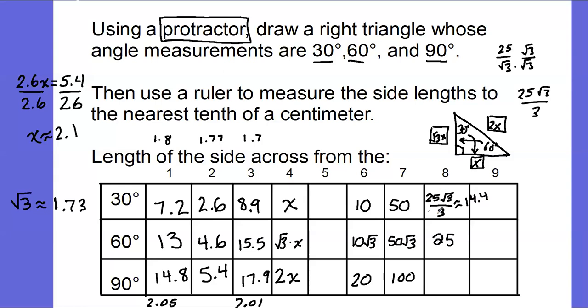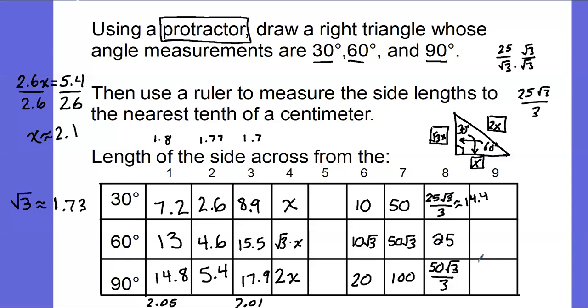Now, to get to my 90, I want to double that. So if I take 25 root 3 over 3 and multiply that by 2, it's like multiplying by 2 over 1. You take the 25 times a 2, that's 50. You are not going to take root 3 times a 2 to turn into root 6 or anything like that. It's just going to be 50 root 3 over 3. And if we type that in our calculator, we should be at about 28.8.